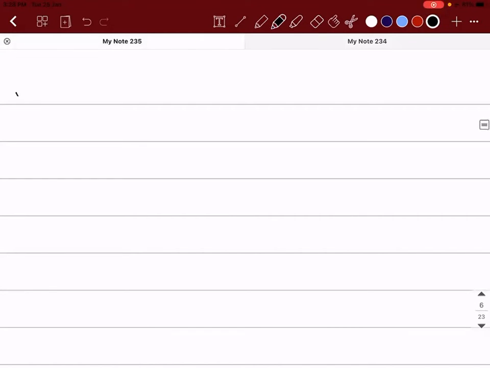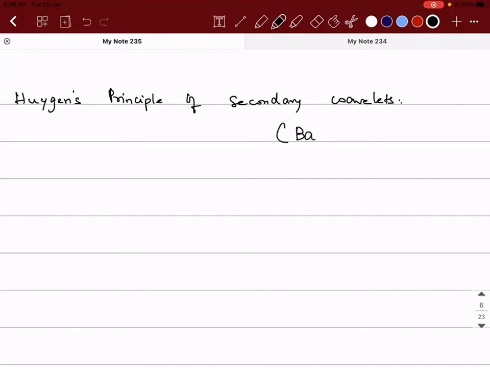So the next concept is Huygens principle. Huygens principle of secondary wavelets. So this is on the basis of wave theory.